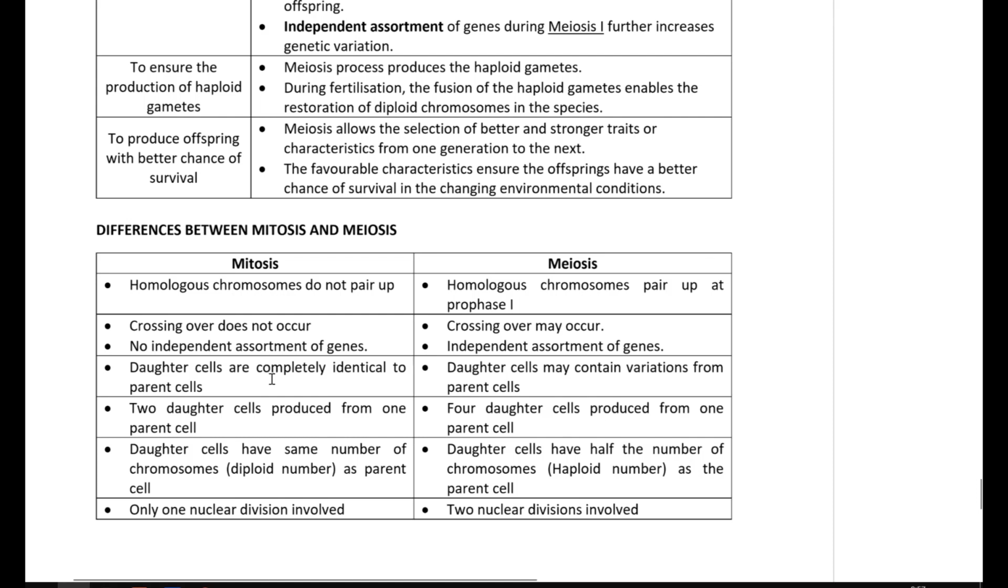Mitosis gives identical daughter cells, but meiosis gives non-identical daughter cells. And at the end, meiosis is a reductive division. So I have the haploid number, and 2 nuclear divisions, meiosis 1 and meiosis 2. Mitosis has only one nuclear division.